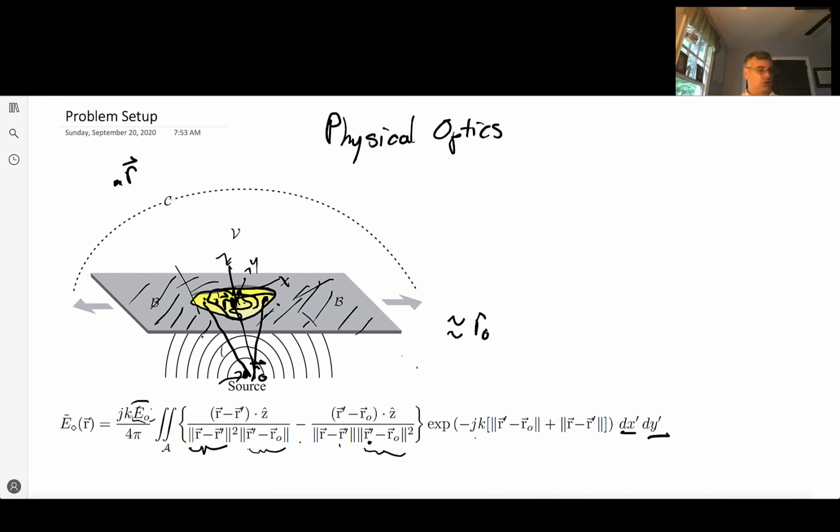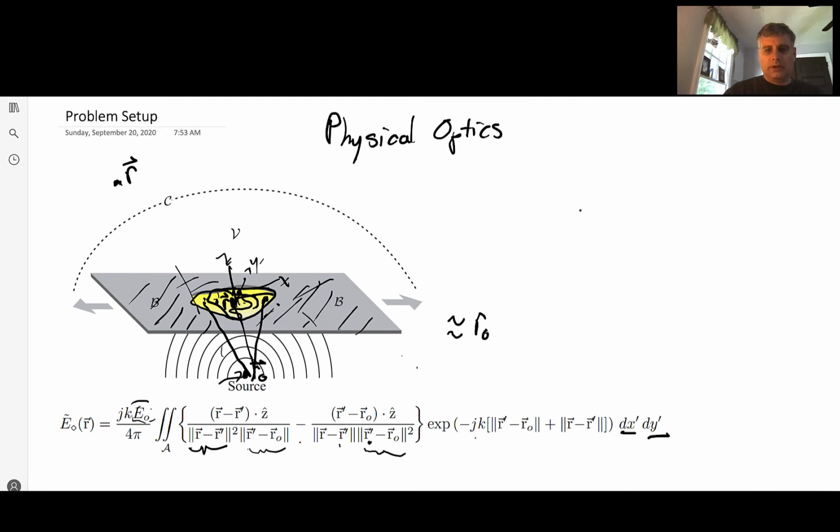And the same is true for, okay, so the other place that we have to make an approximation is in this part right here.